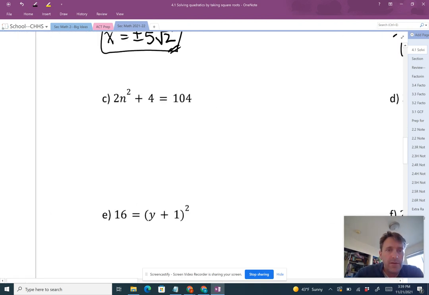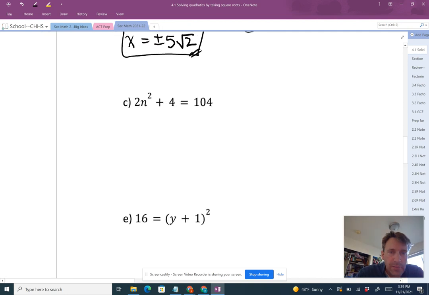All right, let's look at example c. We've got 2n squared plus 4 equals 104. Once again, before we take the square root, we need to isolate the part that is being squared, which is just the n squared part. So first we get rid of this plus 4 because it doesn't have the variable with it. We do that by taking the opposite. Since it's add 4, we subtract 4 from both sides of the equal sign, eliminating the 4, leaving on the left 2n squared is equal to 100.